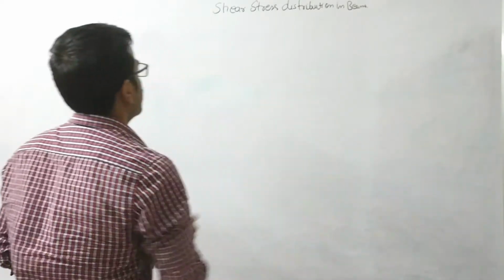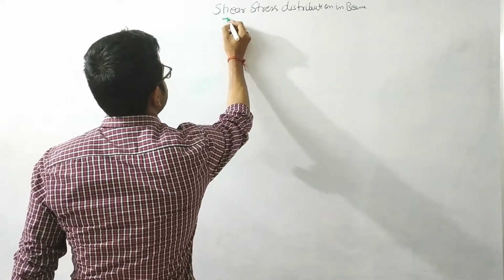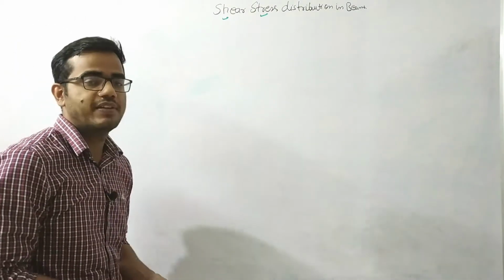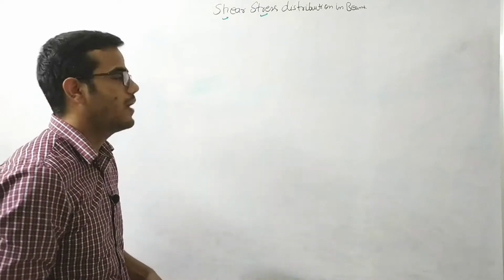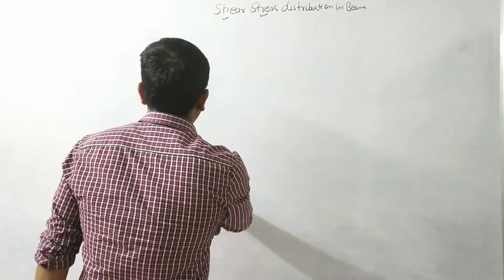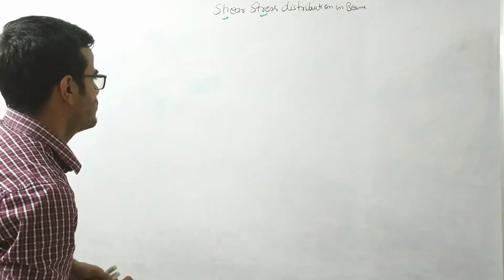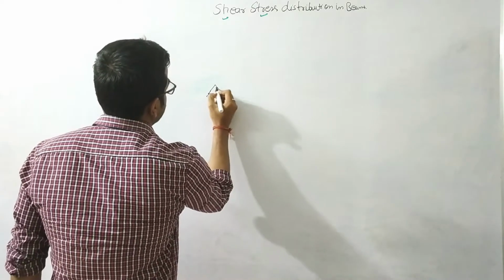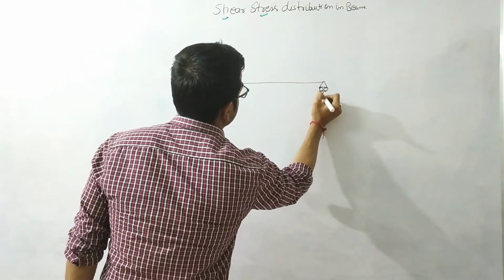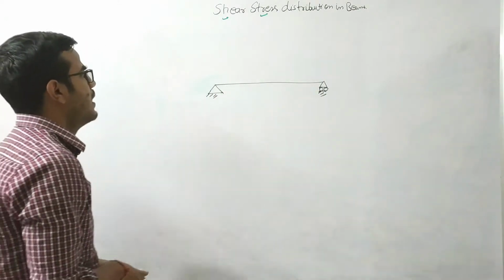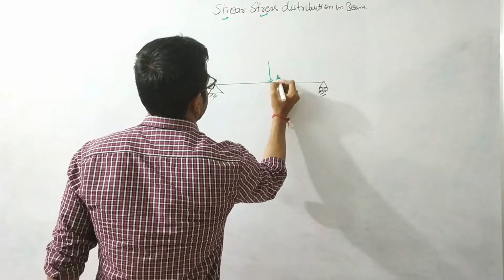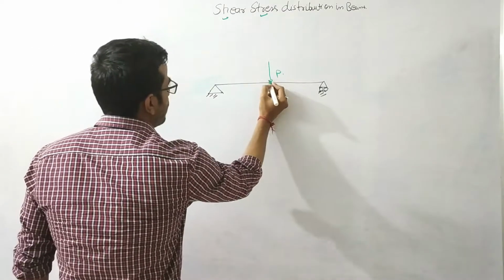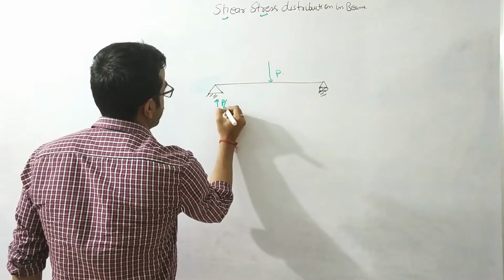So basically, we have the shear stress distribution in the beam. To start the topic, we need to understand what is shear force and what is shear stress. I'll explain this with the help of an example, that will be easy to understand. Let us suppose I have a beam over here, which is simply supported, and I am applying a point load over here. This point load will result in support reactions P by 2 here and P by 2 here.